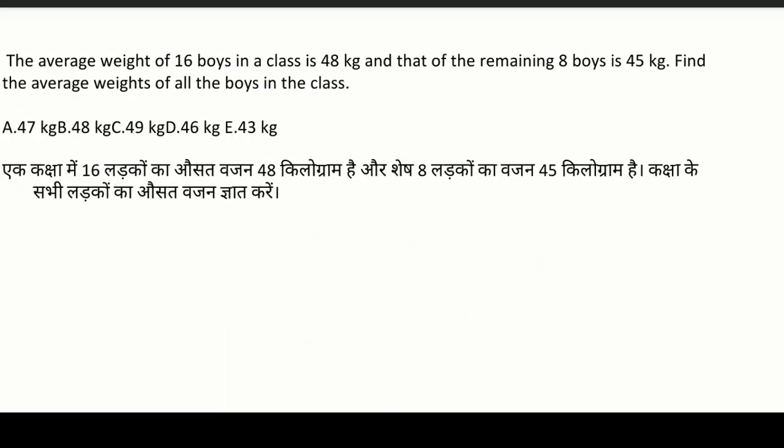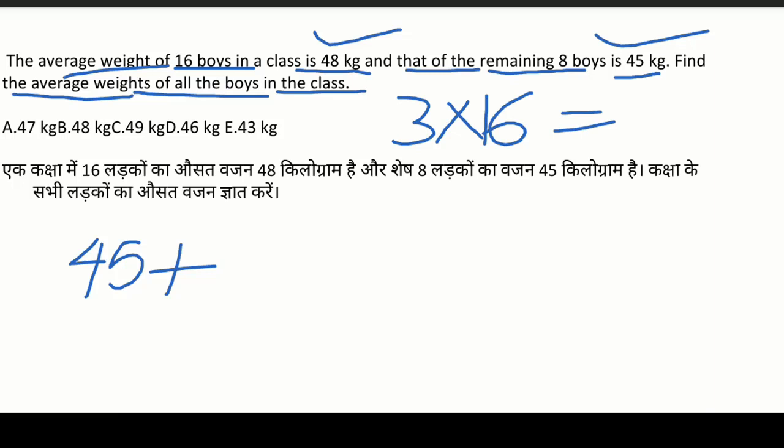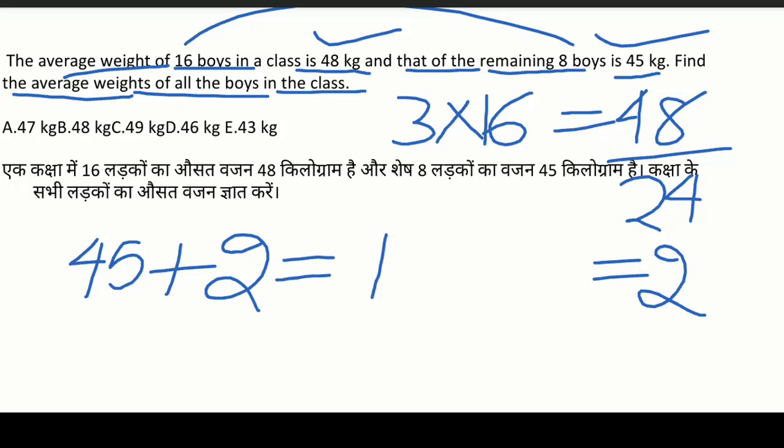Now let's have the next question. The average weight of 16 boys in a class is 48 kg and that of the remaining 8 boys is 45 kg. Find the average weight of all the boys in the class. So what is the minimum average weight here? 45 kg plus, right? Now what is the increased weight here? 3 kg into 16, which is equal to 48, divided by 16 plus 8, 24, which is equal to 2. So 45 plus 2, which is equal to 47 kg, which is in option A. So option A is the correct answer over here, right?